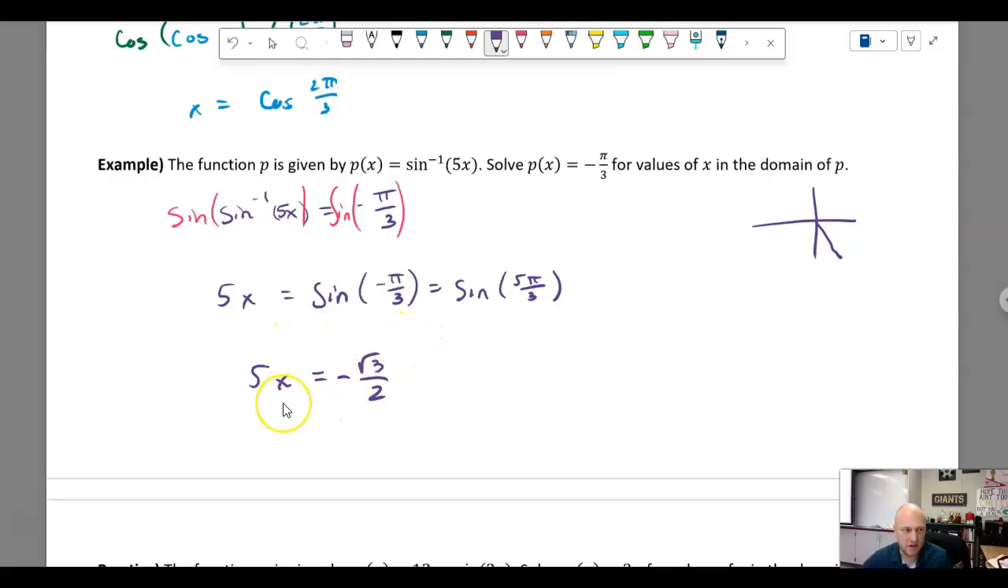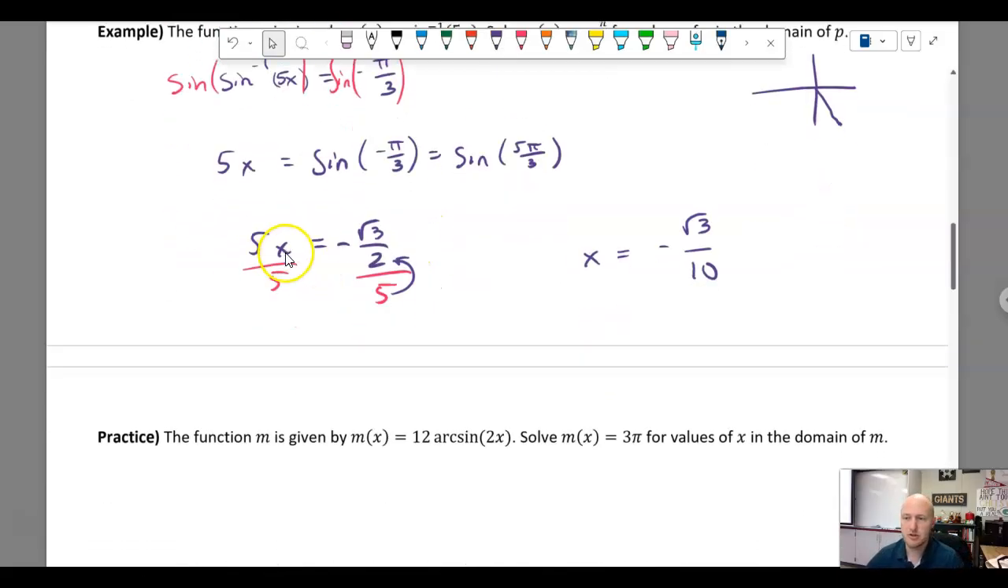Okay, and then I'm going to go ahead and solve now by dividing by 5. Divide by 5. And so our solution, x is equal to negative square root of 3. This 5 is going to multiply with this 2 to give me a 10. And there you have it. Okay, so nothing too crazy with the inverse. I'm just using a trig function to kind of undo that.